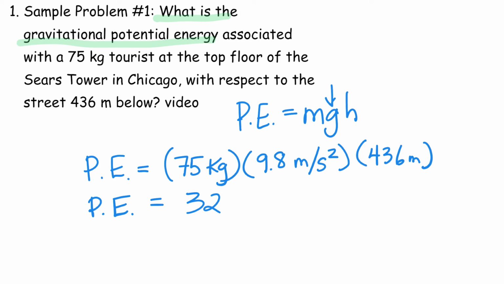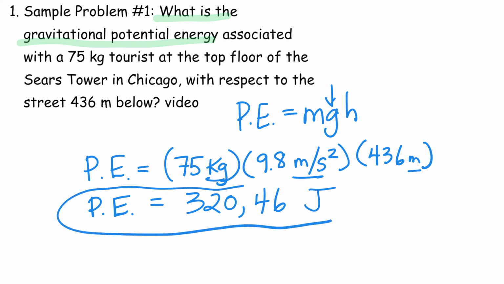Nope, sorry, I get 320,460. And let's look at our units. Kilograms times meters per second squared times meters is kilogram meter squared per second squared, which is the same as a joule. So just like kinetic energy, these problems are going to have joules for units.